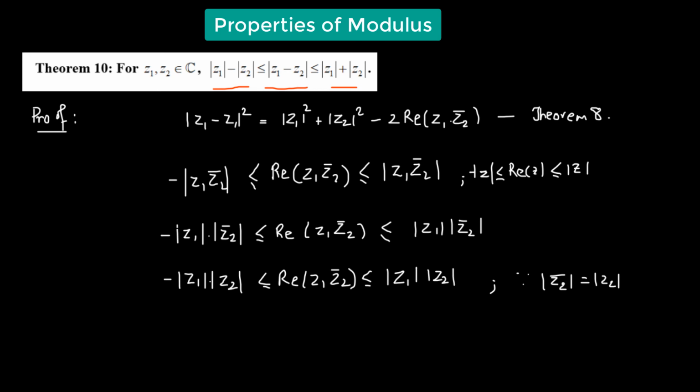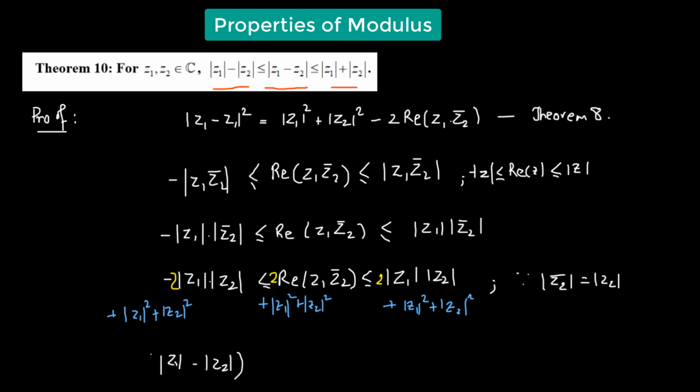Now we're going to multiply throughout by 2, and like in the previous theorem, we are going to add |z1|^2 plus |z2|^2 to each of the terms. That should give us (|z1| minus |z2|) whole squared is less than or equal to, this is theorem number 8, which is simply |z1 minus z2|^2, which is less than or equal to (|z1| plus |z2|) whole squared.